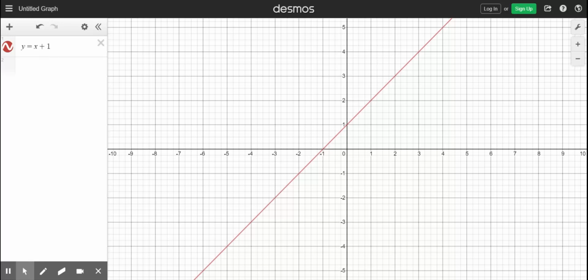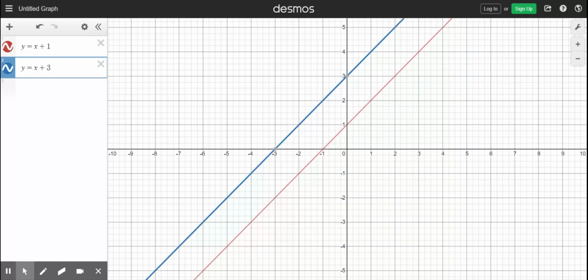What we're going to talk about in this video is just what happens when we change that y-intercept. What happens if I change that b in my equation? What happens on the graph? So I have y equals x plus 1 as my graph, my red line that's already on there. Let's say that I change it to y equals x plus 3.